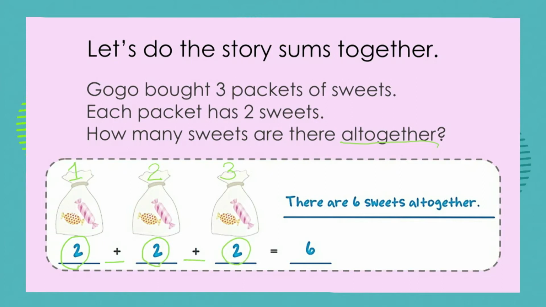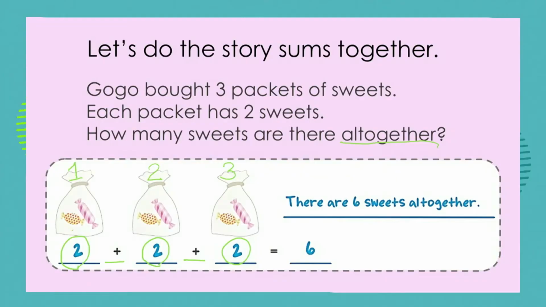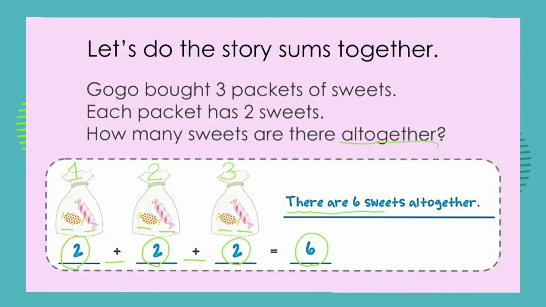And how many is that going to give us? Let's count our sweets. We have 1, 2, 3, 4, 5, 6. So we are going to have 6 sweets all together. And then over there we can write, there are 6 sweets all together. Good work, grade ones. Let's have a look at the next example.